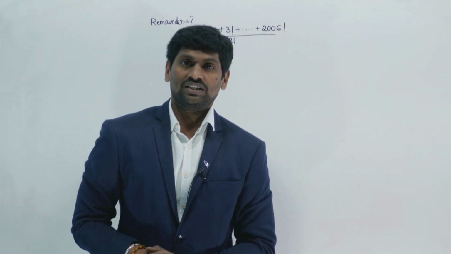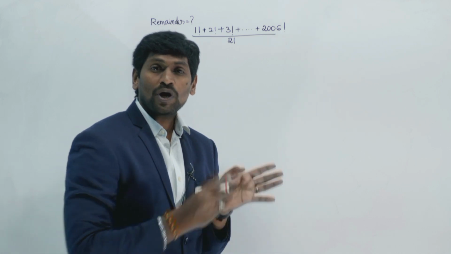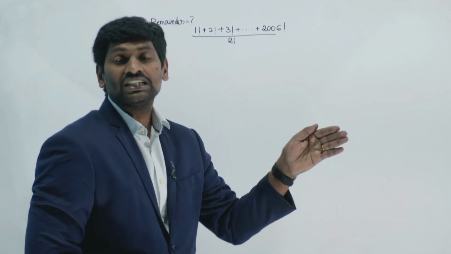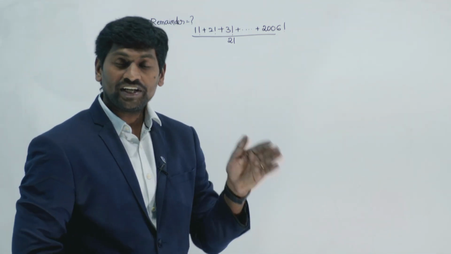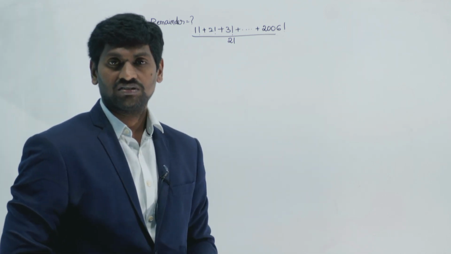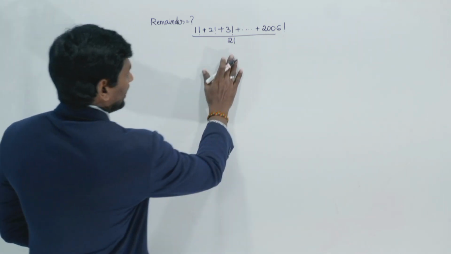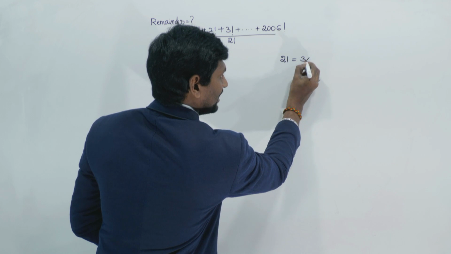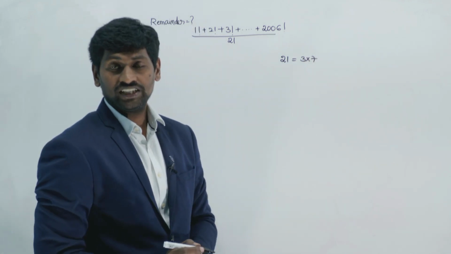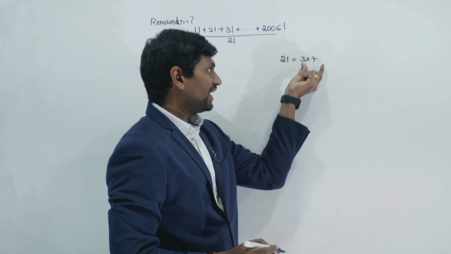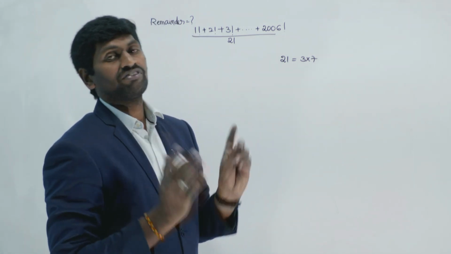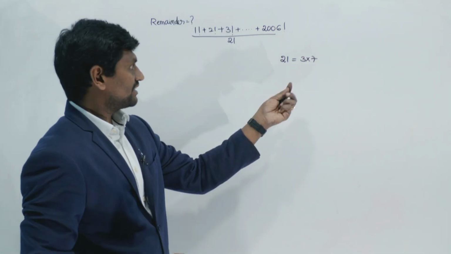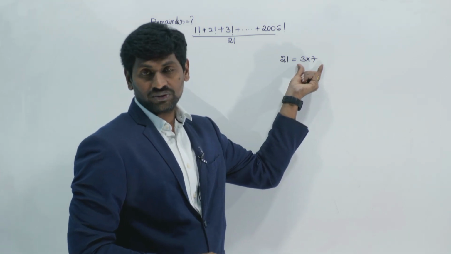2006 factorial means what? Actually, n factorial means the product of the first n natural numbers. So 2006 factorial means 1 into 2 into 3 into up to 2006. But before that, let us see 21. I can write 21 as 3 into 7. So whenever a number has 3 and 7 as factors, 21 exactly divides it.